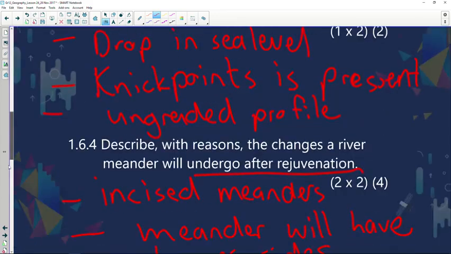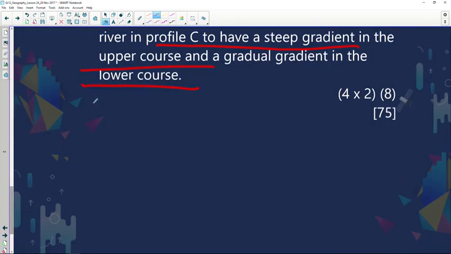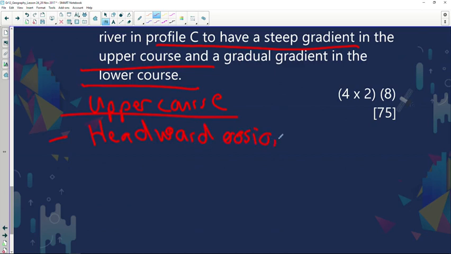Because of headward erosion. Okay, I'm just going to write here, why is it so steep in the upper course? Because of headward erosion being experienced. Because of downward erosion happening in the river beds. And we can also say because of the water that flows turbulent.